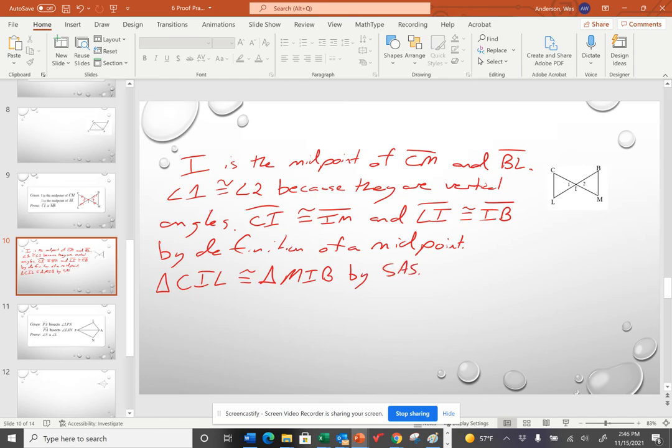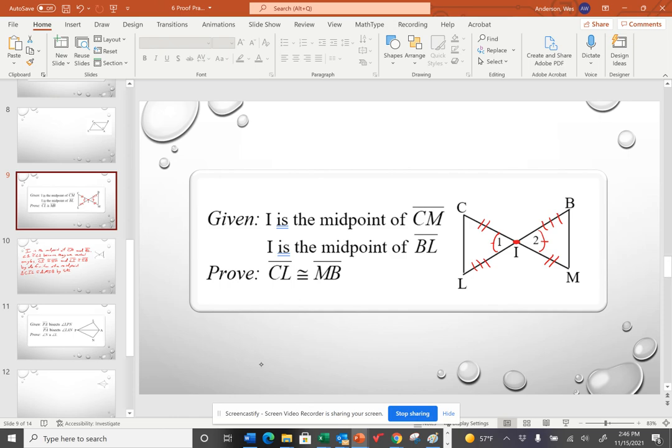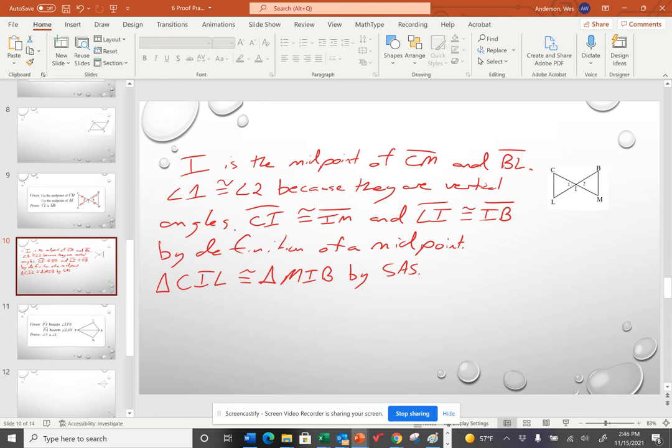So now that we've proven the triangles are congruent, do we know that CL is congruent to BM or MB? We do. So now we can say CL is congruent to MB by CPCTC, which again just states that if we know the triangles are congruent, we know their corresponding angles and sides will also be congruent.